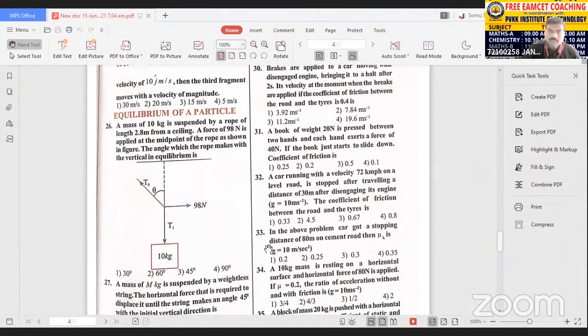Now look at the continuation, problem 33. In the above problem, the car got stopped at a distance of 80 meters. In the first problem, it stopped at 30 meters. In the second problem, problem 33, he said 80 meters distance. On a cement road, g is equal to 10 meter per second square. Same method, but only the distance is changed. Okay, let's do it.